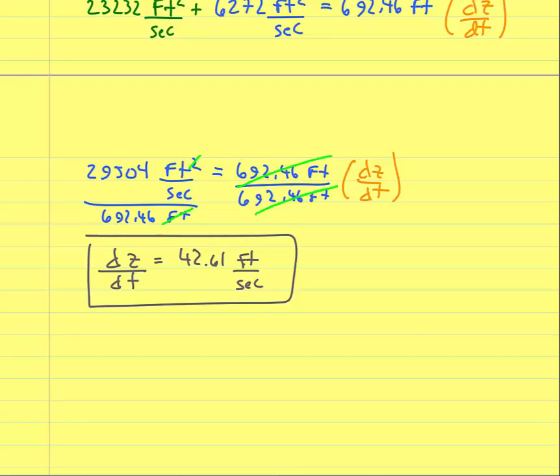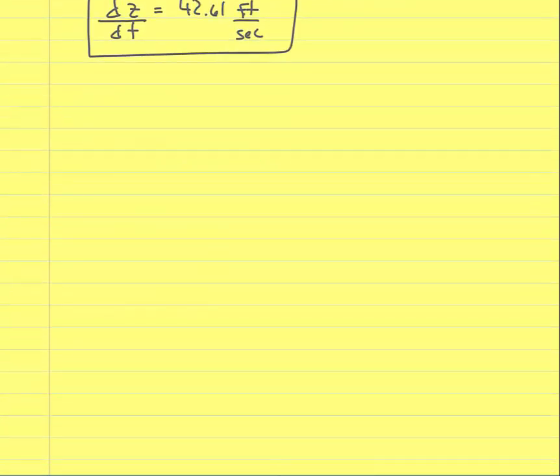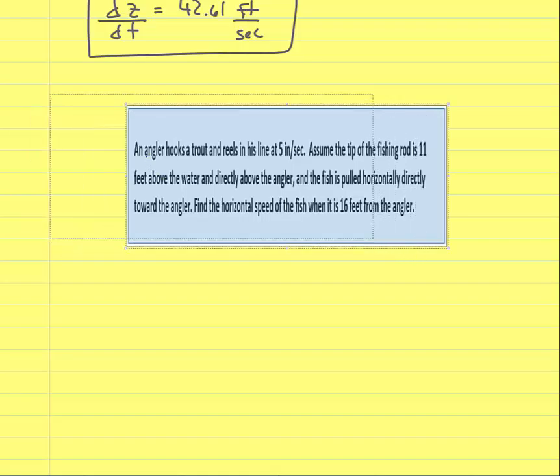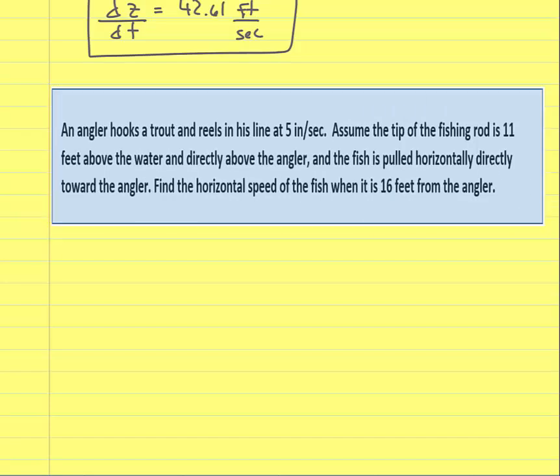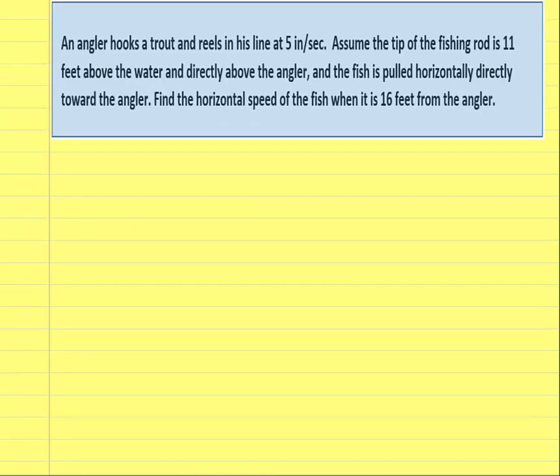So this next one also involves a triangle, but we do have a fixed height on this one. So we don't have the same variables that we did on our last example. So you have to be careful how you read these. So we have an angler hooks a trout. None of this sounds like a triangle right now, but after we read through it, hopefully it will. An angler hooks a trout and reels his line in at 5 inches per second. Okay, so this is some sort of a rate. This is d something dt is 5 inches per second. Now I'm not sure what that rate is yet. We'll have to see what the rest of the picture looks like.